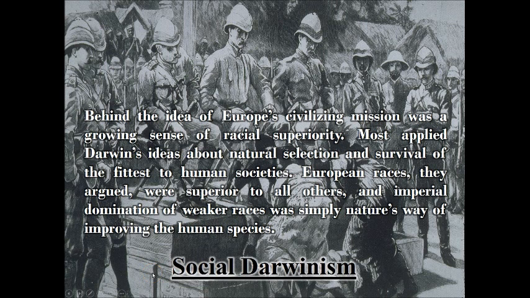Social Darwinism, survival of the fittest, is also a cause of imperialism. Behind the idea of Europe's civilizing mission was a growing sense of racial superiority. Most applied Darwin's ideas about natural selection and survival of the fittest to human societies. European races, they argued, were superior to all others, and imperial domination of weaker races was simply nature's way of improving the human species.